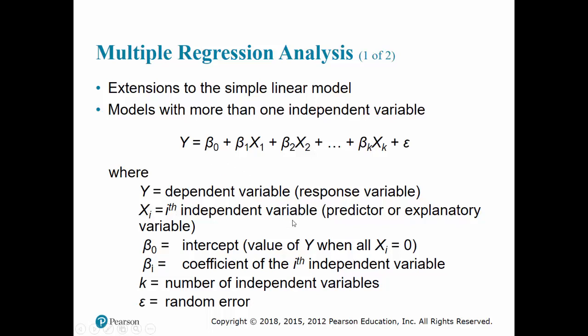variable or explanatory variable. Beta sub 0 is your intercept, and usually the intercept is not interpretable, but you have to have it. And then beta sub i is the slope coefficient of the ith independent variable. k is the number of independent variables. e is the random error.